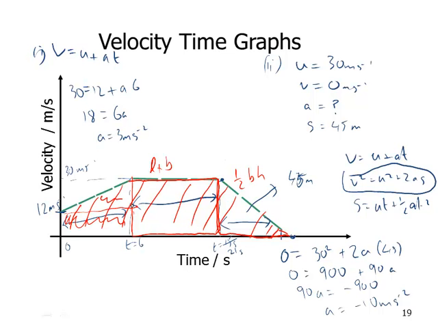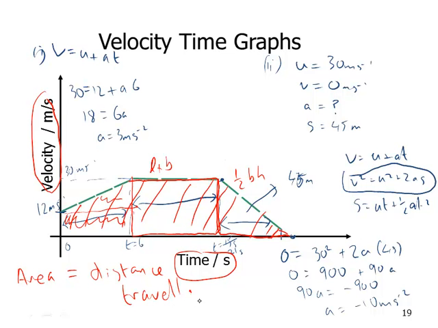Rectangle there and triangle there. If you work out the area underneath the graph here, it tells you something. The area underneath a velocity time graph, velocity on that axis, time on that axis, the area under the graph is equal to the distance travelled.